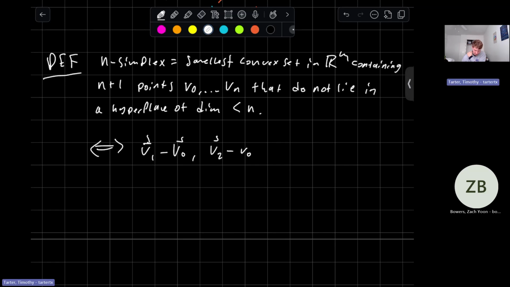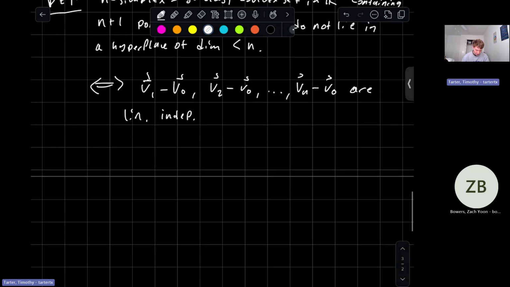v_2 minus v_0, v_n minus v_0 are linearly independent. Where the points v_i are vertices of the simplex, and the simplex itself is a set of coordinates.